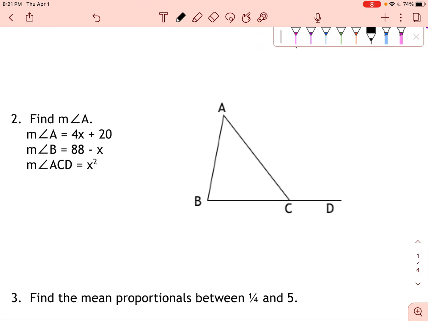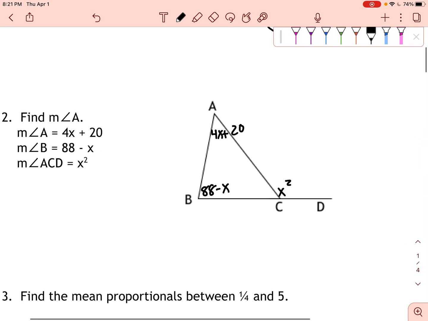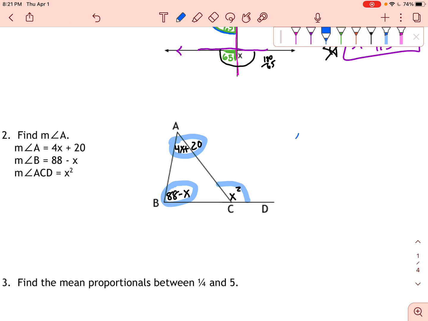Okay, number two. So find the measure of angle A. A is 4x plus 20, B is 88 minus x, and C is x squared. So the first thing I'm thinking is, I know that if I add these two remote angles up together, they are equal to this exterior angle. So angle A plus angle B has to equal angle ACD. Okay, so let's go ahead and put some numbers in. 4x plus 20 plus 88 minus x equals x squared.